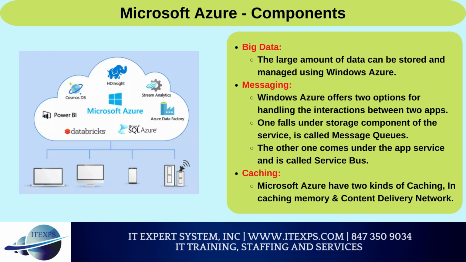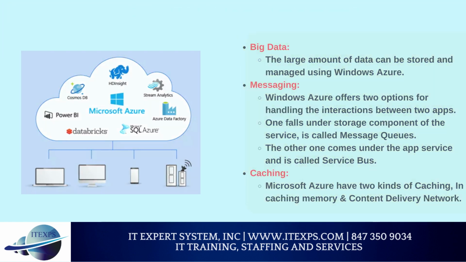Caching. Microsoft Azure offers two kinds of caching, which are in-memory caching and content delivery network (CDN) for caching frequently accessed data and improving the application performance. CDN is used to cache the blob data so that it can be accessed faster by users around the world.